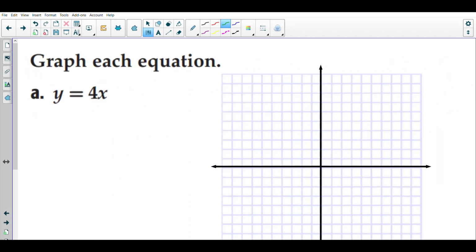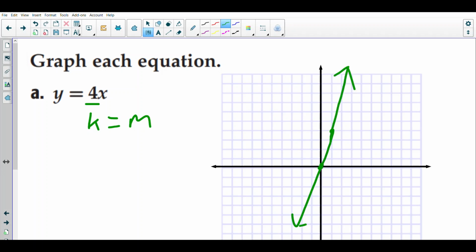So let's graph a couple. Graph each equation. y equals 4x. Remember, our k is our slope. The constant of variation is the slope, so we start at our 0, 0, and since it's 4, we go up 4, 1, 2, 3, 4, over 1, and draw our line. And there is our line of constant of variation.